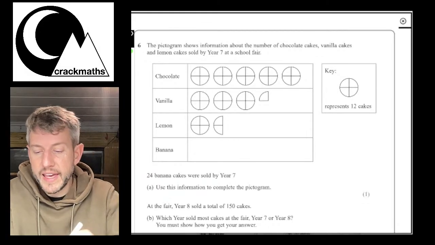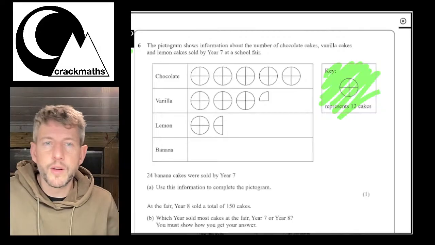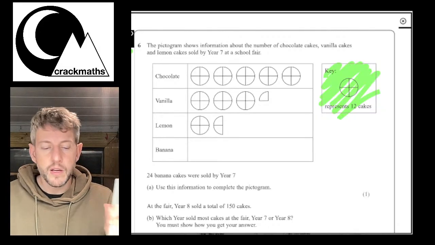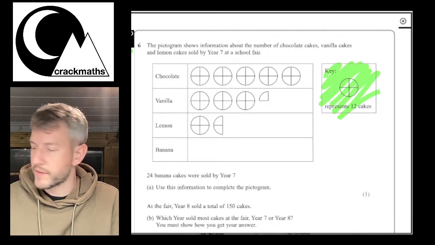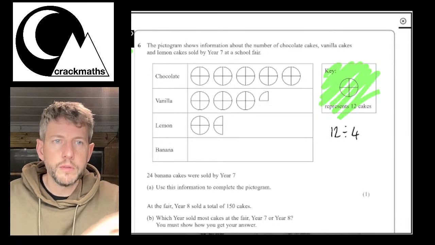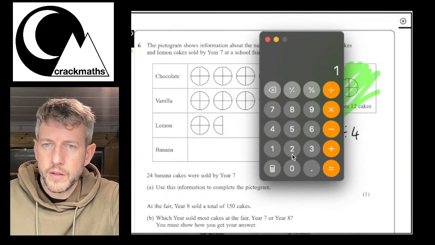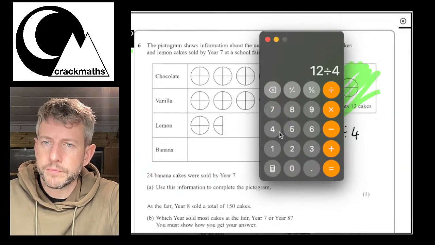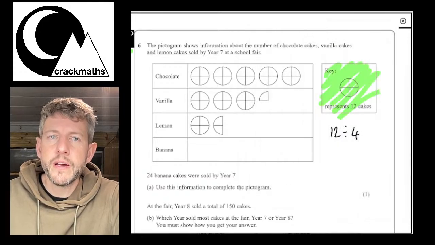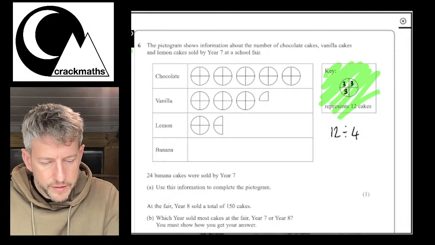So here we go. We've got our key here, which shows us that the whole circle represents 12 cakes. Because there's 4 parts to the circle, I'm going to just quickly do 12 divided by 4 on my calculator. 12 divided by 4 equals 3. So that means that each part of this cake is worth 3.